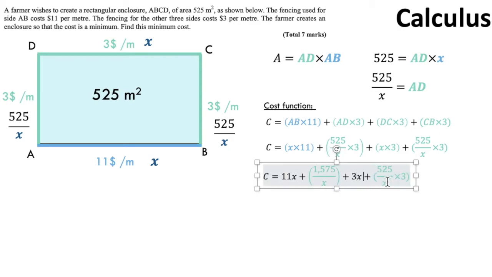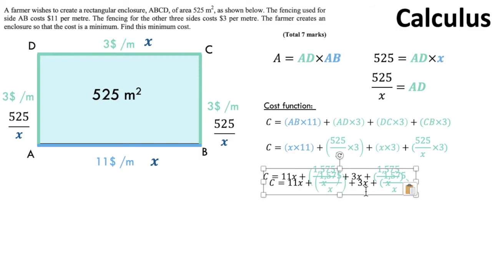Then for the next one, x times 3, you can simplify to just 3x. And then this one here is the same as the previous one we did, so we get 1,575. I'm just putting a comma so that it's easy to read the number, but it's not necessary if you don't want to have it. Okay, so we got that.